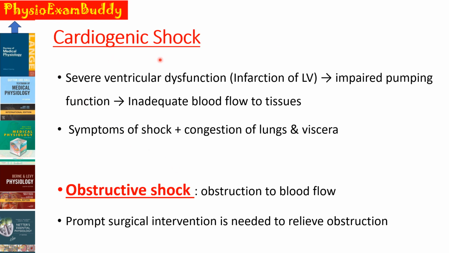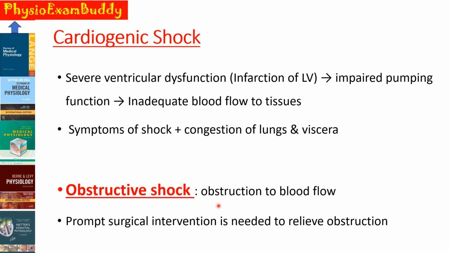Next is cardiogenic shock, when the pumping action of the heart is impaired to a point that the blood flow to the tissues is no longer adequate to meet the resting metabolic demand. This condition is known as cardiogenic shock, and it is most commonly due to extensive infarction of the left ventricle, but it can also be caused by other diseases that severely compromise ventricular function. The symptoms are those of shock plus congestion of the lungs as well as viscera.